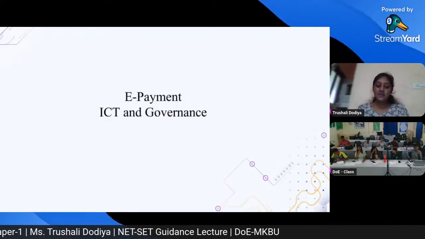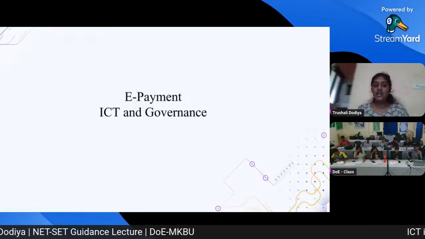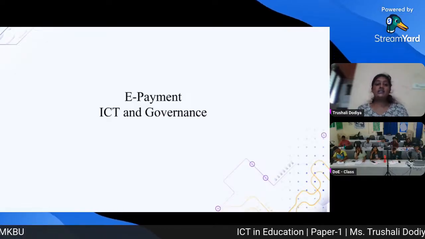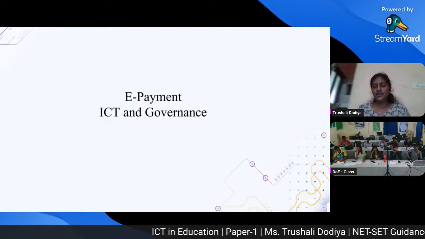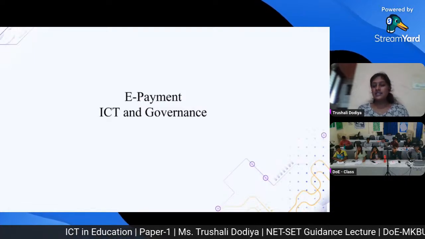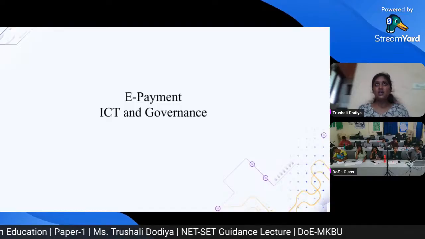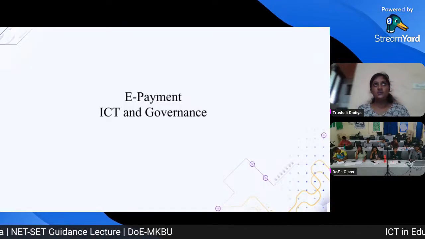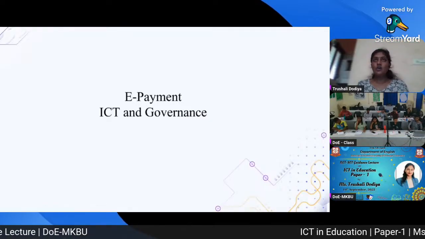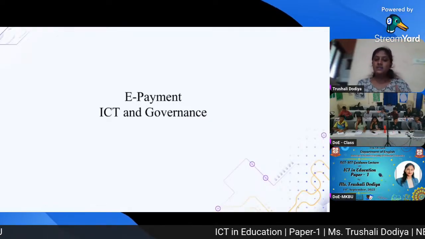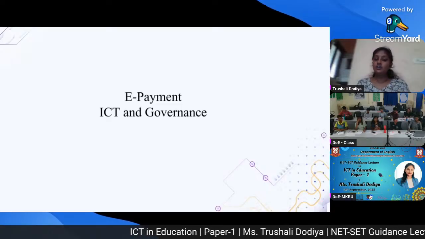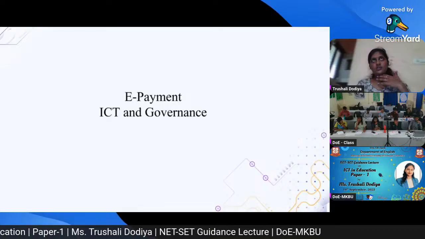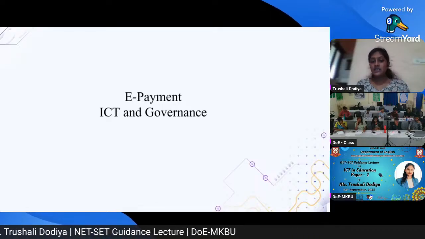Well, there are other aspects apart from ICT in education, which is e-payment. We are doing it. Then there is ICT and governance, which is about using ICT in governance, operating and transmitting messages from authorities, which many a time links common people and government.